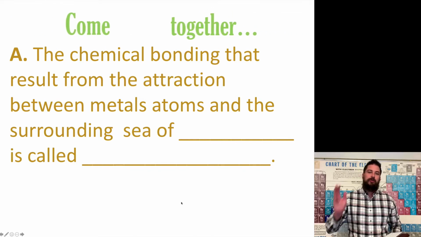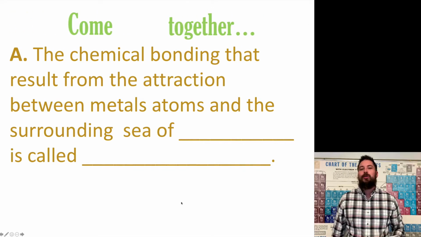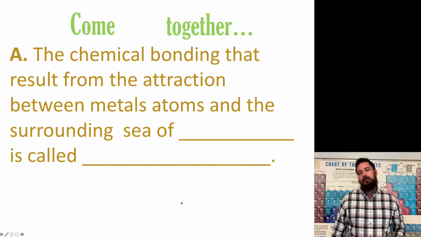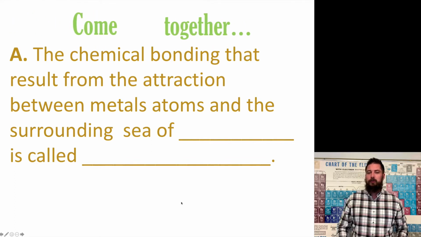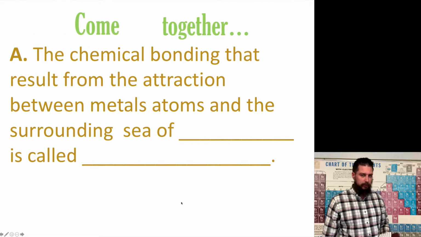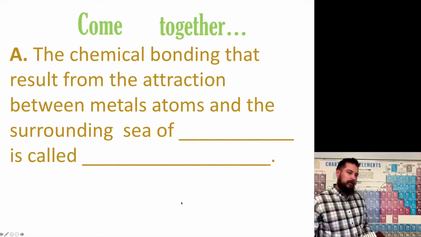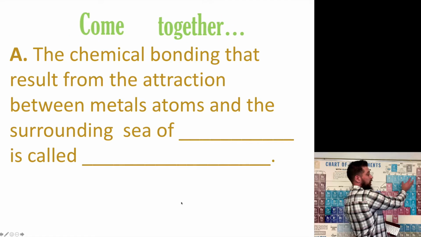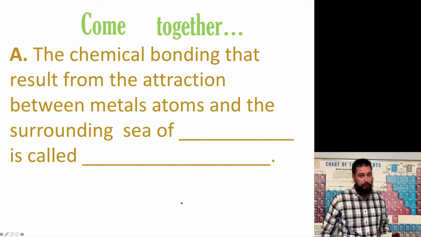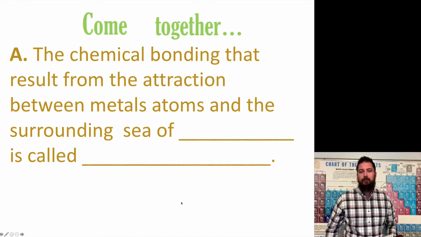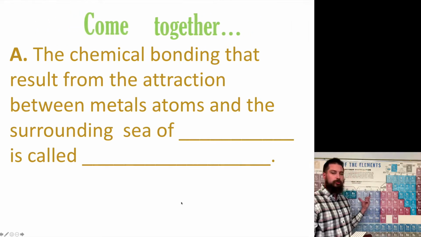All right, welcome to this last video where we're going to talk about metallic bonds. Let's talk about what we talked about so far. We talked about ionic bonds, which is between metals and nonmetals. And then we talked about covalent bonds, which are between two nonmetals. So what do you think metallic bonds are between? Well, metallic bonds are between two metals.